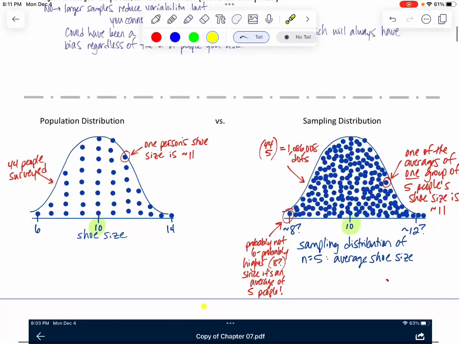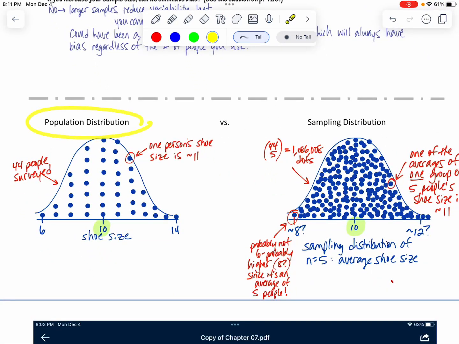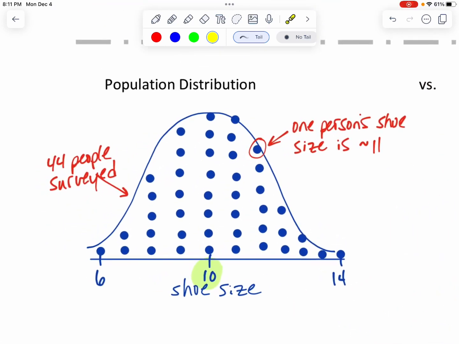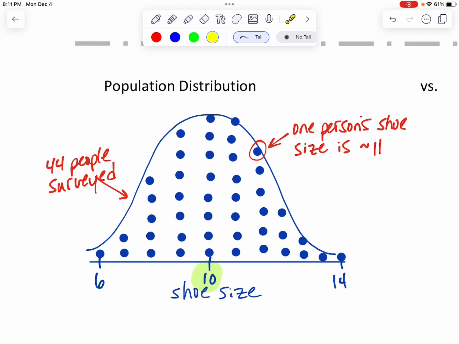So let me zoom out. I've got population distribution here, sampling distribution here, and I'm going to spend the bulk of my time discussing this image. So you'll have plenty of time to copy down, screenshot, insert, whatever you want to do. But I want to talk to you first about this thing called a population distribution. This is something that we could have put on the board in August. This is a population distribution of shoe size.